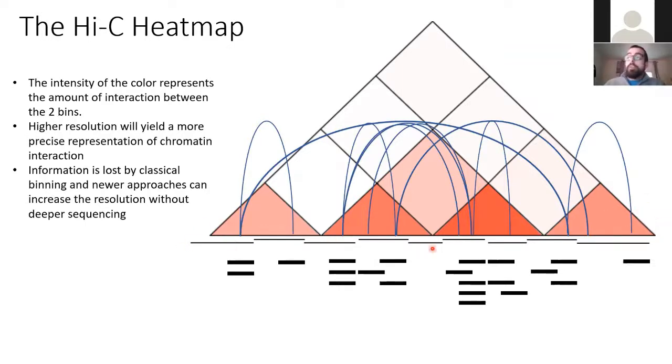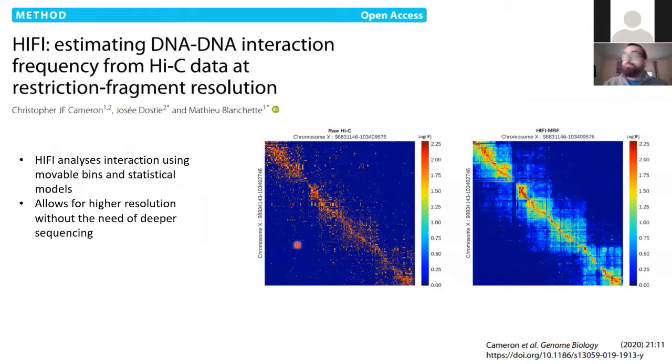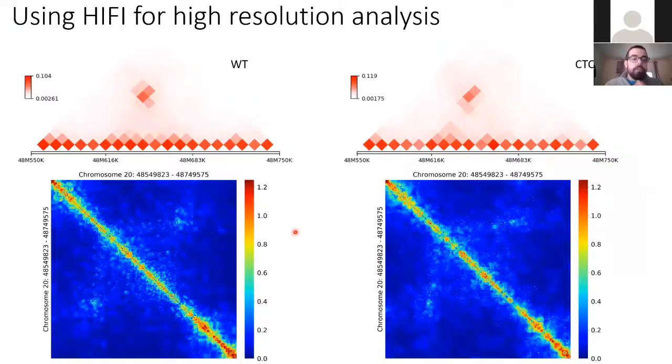So by moving the bins around, it can know exactly what section of your bins is in interaction with which one. So without having more reads to complete your coverage, just by moving the bins around, it can increase the resolution very much. So I use that for the project I'm working on, CTCF.